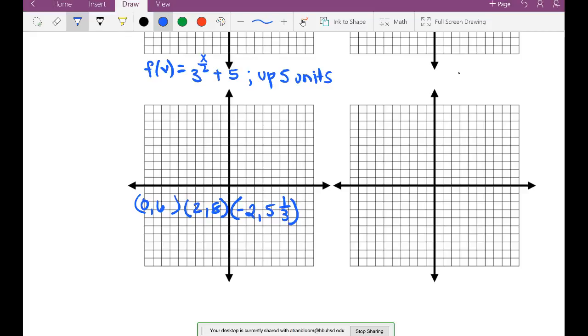Should we keep the asymptote where it is? We're going to move it to where? Up 5. So y equals 5. 1, 2, 3, 4, 5.